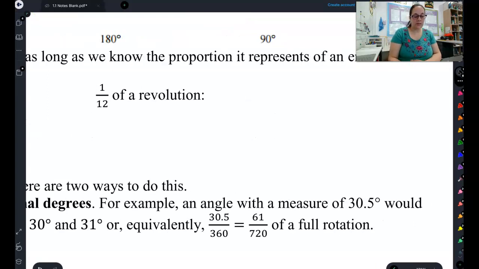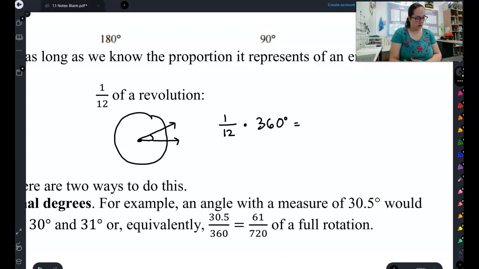Now let's try another one. Let's say I only want 1/12 of a revolution. That's pretty small. Something like that. So I want 1/12 of a full revolution. And I multiply those together and get that that is 30 degrees. Makes up 1/12 of a revolution.